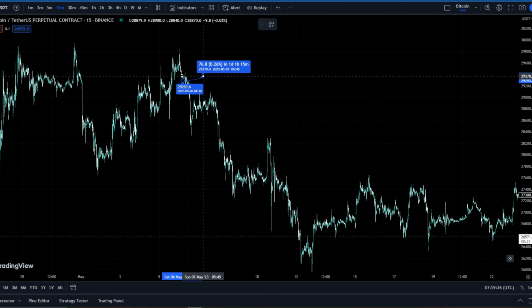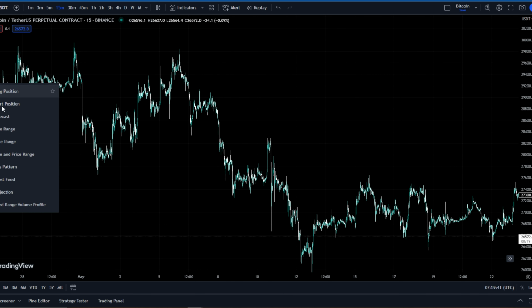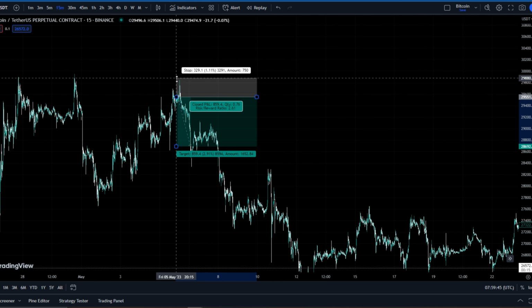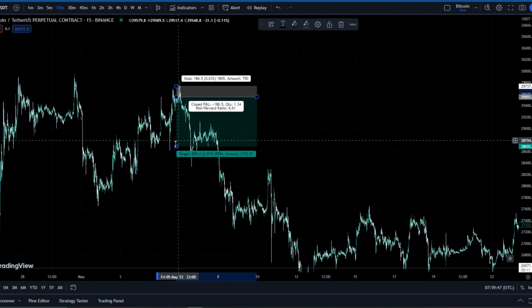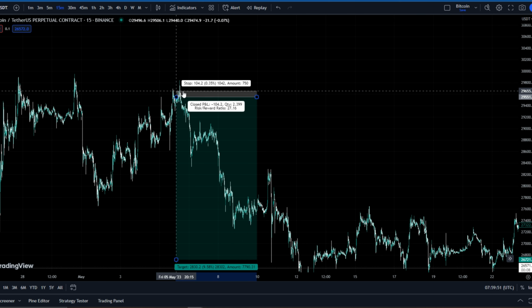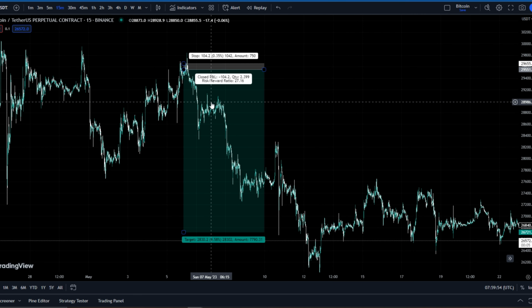You're taking a short, and you're putting a stop loss very tight. You have a very small stop loss and you have a very big target. Okay, you have a very tight stop loss. This is what it means to have a 1 to 27 risk reward ratio.